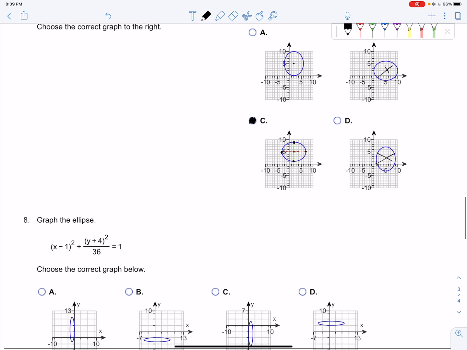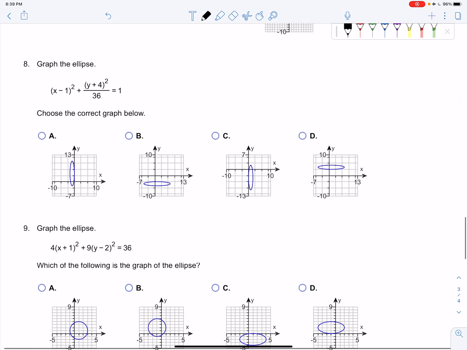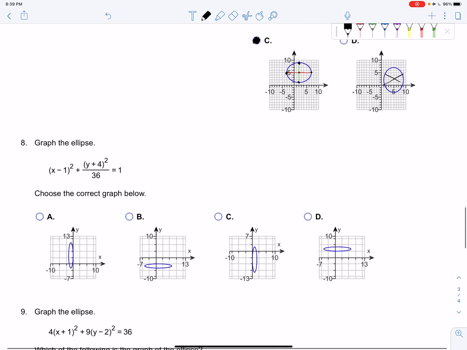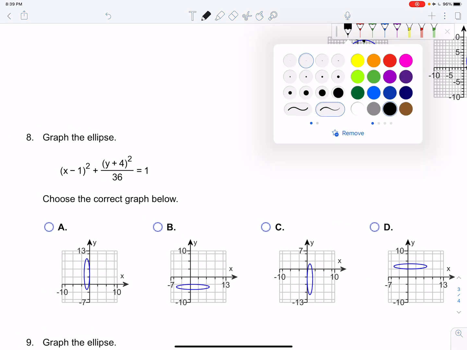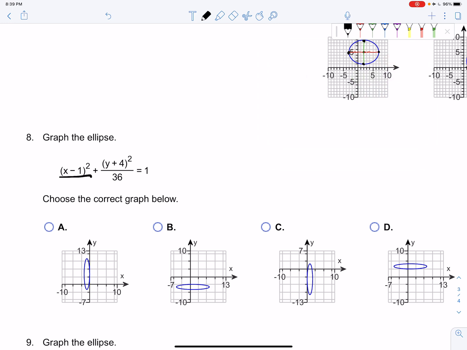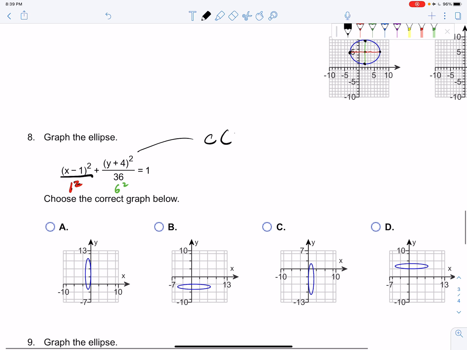Okay, and moving right along, number 8. Well, number 8 has, what's under there? It's not 0, it's 1, and I could write that as a perfect square, can't I? I could write that as 1 squared, and before I used red, so I'm going to use red, 1 squared. And under the y value, I could write that as 6 squared. Now my center is going to be, so x minus 1, so the x value is 1, y plus 4, so the y value is negative 4. It's always opposite.